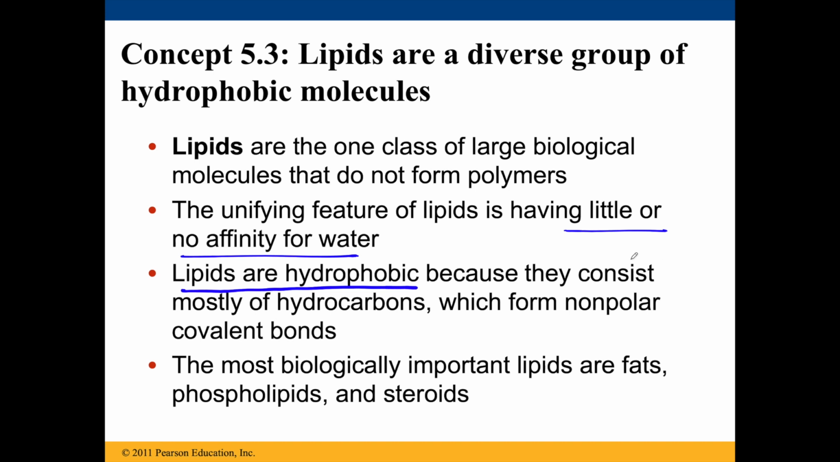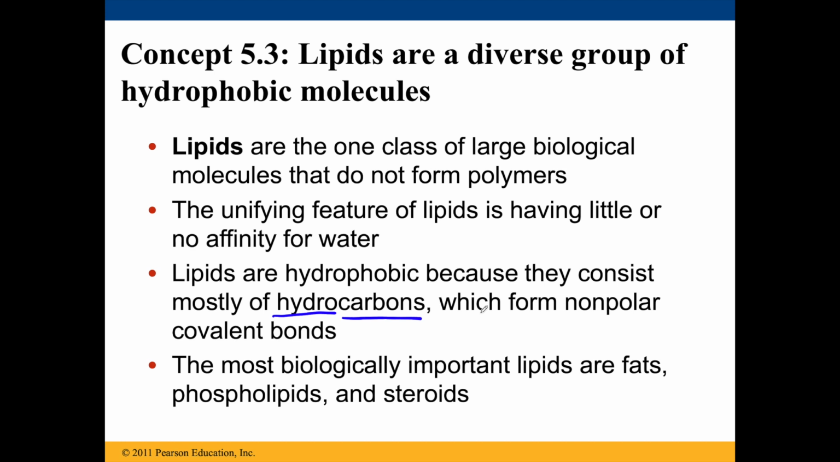Okay, now the reason that lipids tend to be hydrophobic is because they consist mostly of hydrocarbons. A hydrocarbon is a molecule that's almost entirely made up of hydrogen and carbon. Now recall from the chemistry lecture, the covalent bonds between hydrogen and carbon are non-polar covalent bonds. So there's an equal sharing of electrons, so there's no partial negative or partial positive electrical charges, so there's nothing for water to be attracted to. So because of that, lipids are hydrophobic.